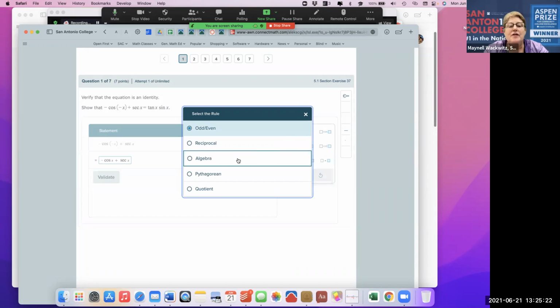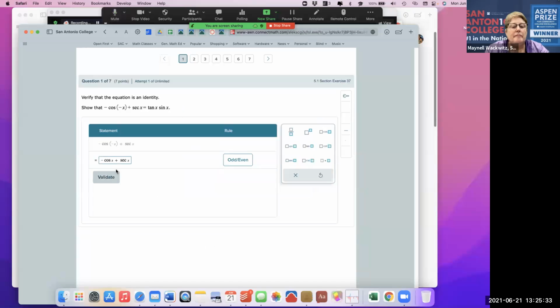They're just odd even, reciprocal, algebra, Pythagorean, and quotient. Algebra is anything that's not trig. And now we chose the rule and we have to click on validate. And it let us go to the next step, so it must have liked it. Our goal is to get to tangent x times sine x. So what's a thing we can try now?